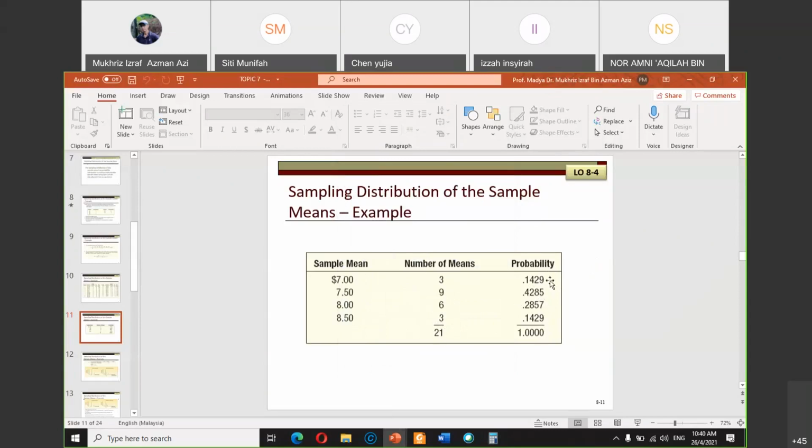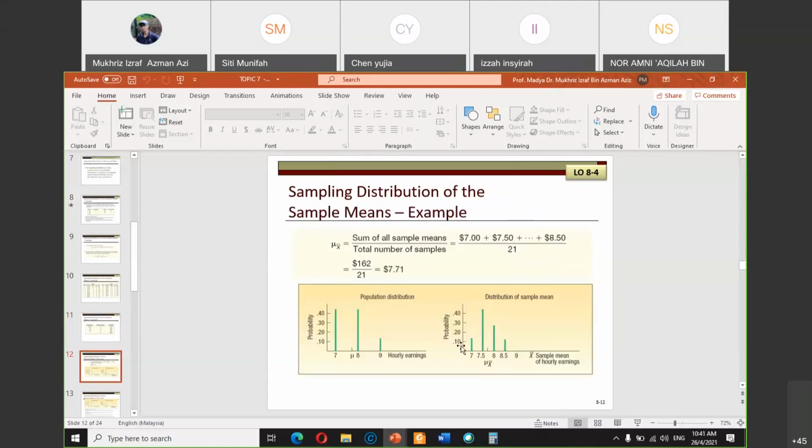14% is the probability of getting a mean of $7 from the sample of 2 workers, or it could be 42% of getting a mean of $7.5. So you can see that the probability of getting 7.5 is the highest compared to 7 and 8.5. And when you plot this, usually you will get a normal distribution.